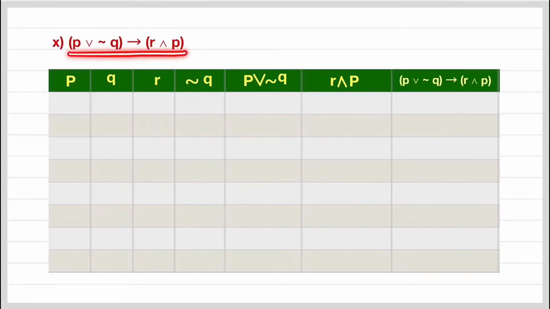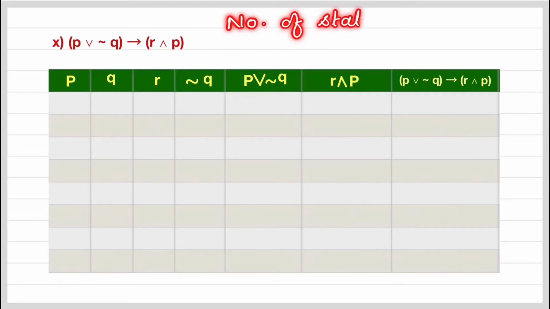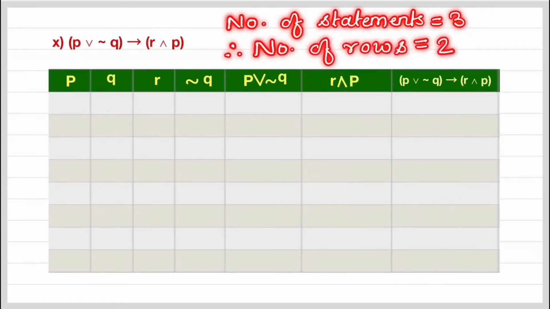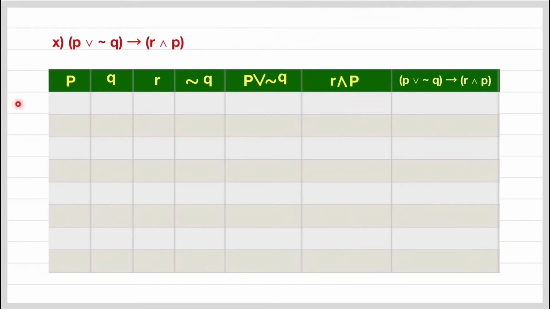Next one. P or negation of Q implies R and P. Number of statements 1, 2, 3. 3 statements. That means 8 rows. Therefore, number of rows is equal to 2 raised to 3 is equal to 8. When we have to prepare truth table, we have to just calculate this number of rows and number of columns. No need to write this.